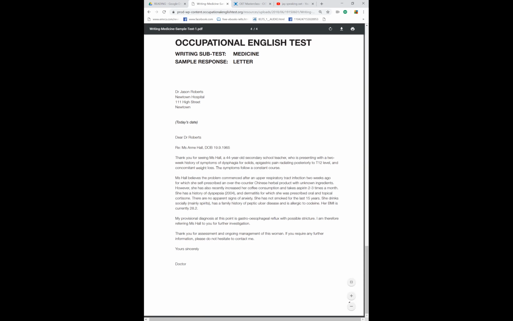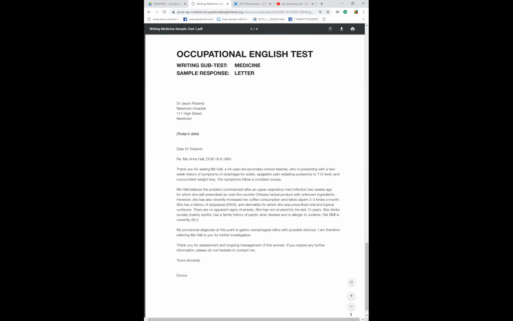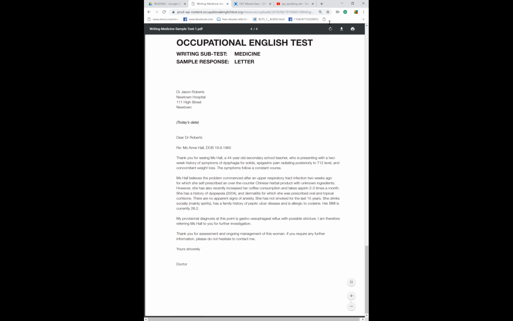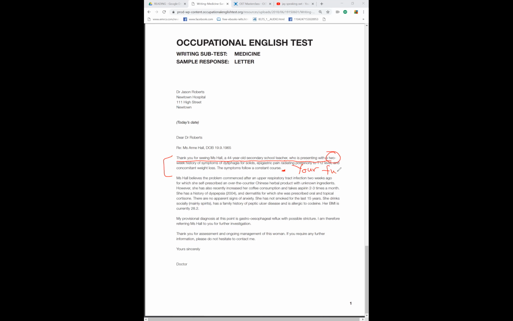This is the introduction, so you will write like this. Thank you for seeing Miss Hall, a 45-year-old secondary school teacher who is presenting with gastroesophageal reflux disease with a possible stricture. Full stop. Your further assessment would be highly appreciated. Full stop. You have finished the first paragraph.